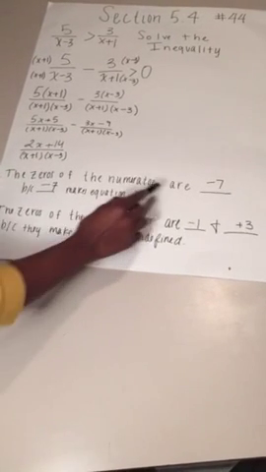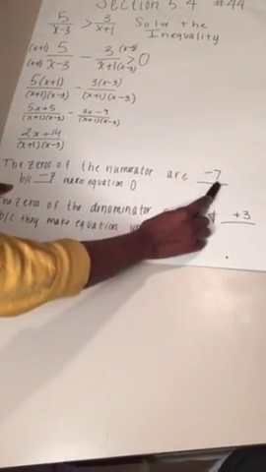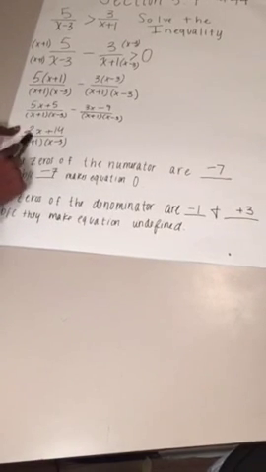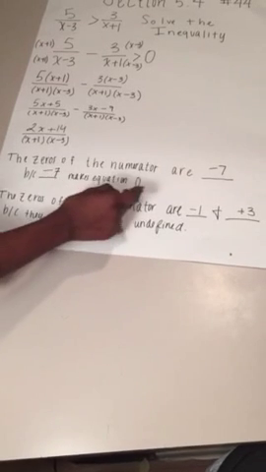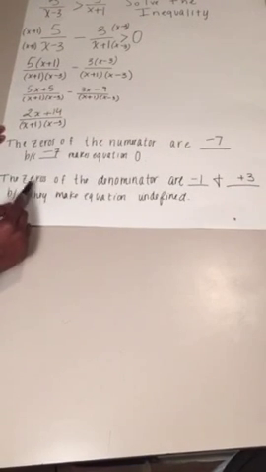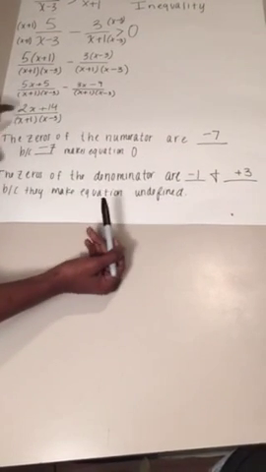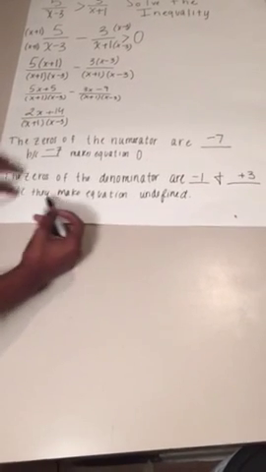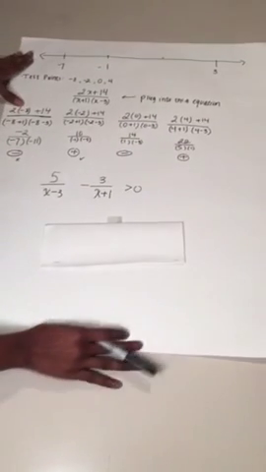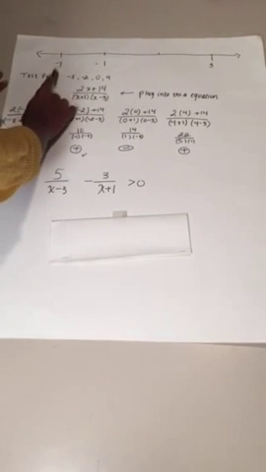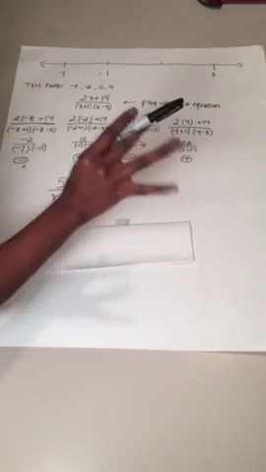So the zero of the numerator is going to be -7, because you'll see -7 here would make this top equation equal to 0. And then we find the zeros of the denominator, which are going to be -1 and +3 because they make the equation undefined. So once we get these zeros, we're going to put them on our number line here. So we have the -7, the -1, and the 3. And I put a 0 here just as a reference point.